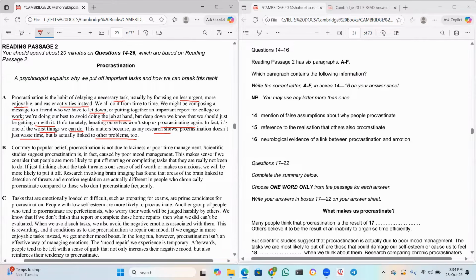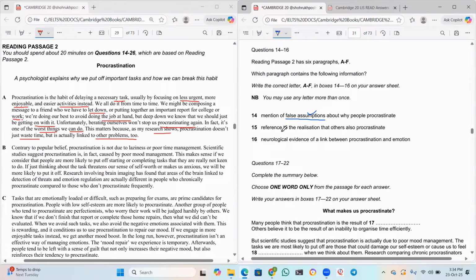Now, mention of false assumptions about why people procrastinate. Now we have to analyze. Did he mention any false assumptions here, guys? I did not read that, because I just read the examples of procrastination, but I did not read anything like false assumptions. So 14 is not matching.